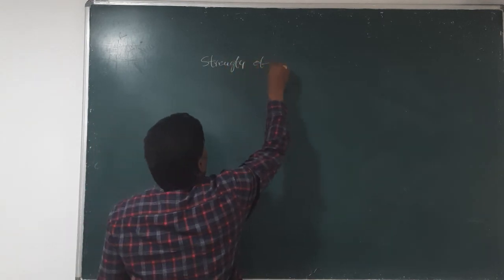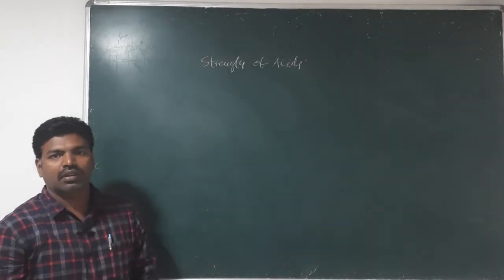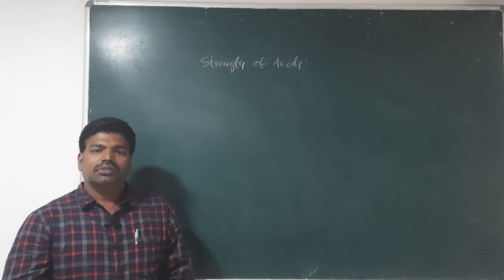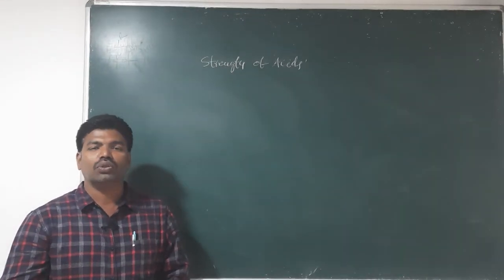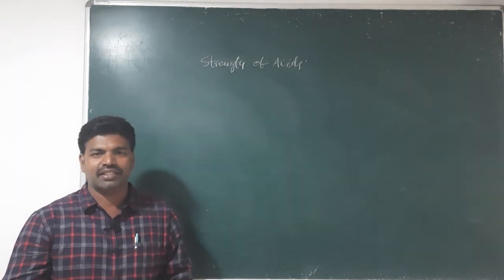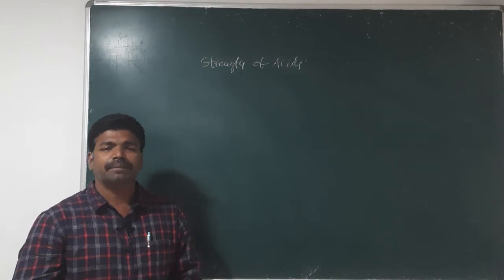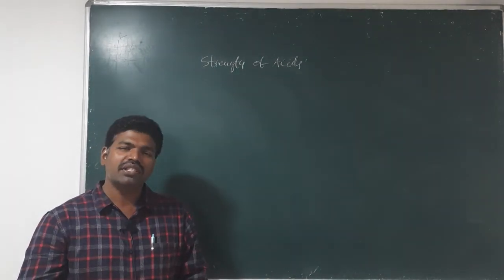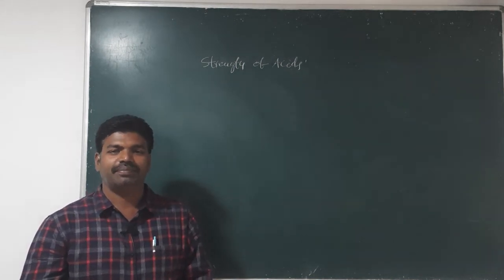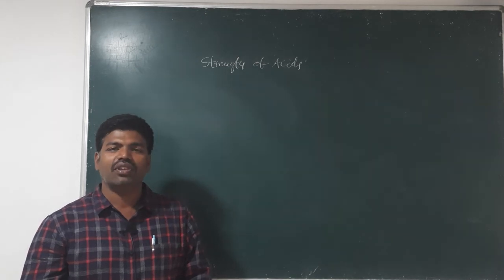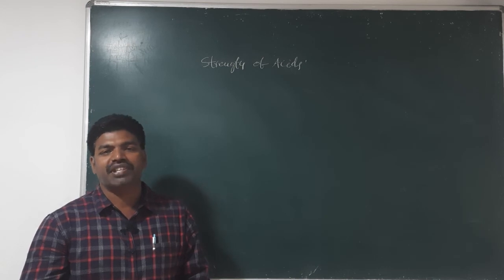Strength of acids. At first, we shall go through the Bronsted acids, and after that the Lewis acids. In general, the strength of a Bronsted acid is measured by its acidity constant, and similarly the strength of a Bronsted base is measured by its basicity constant.